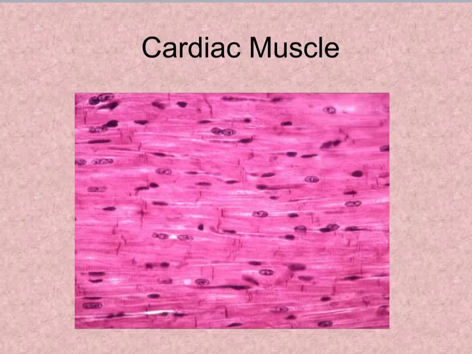Okay, so here's a picture. So you can see it has those similar striations that the skeletal muscle had. But here, these kind of dark vertical lines here and here and here, those are the intercalated discs. So it's linking all the different individual cells together so that they're all contracting as one unit.